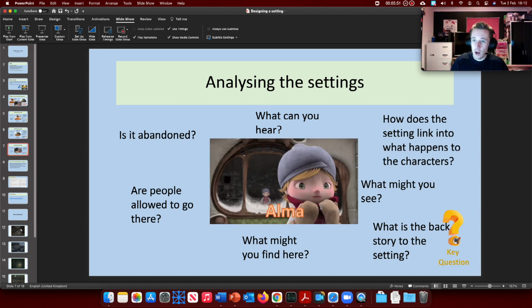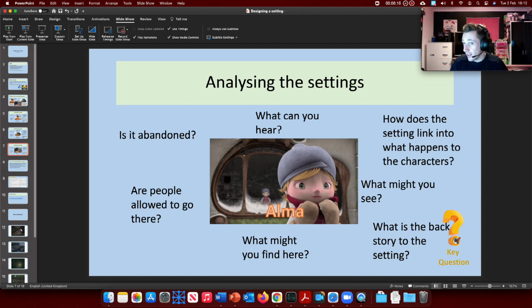We look at Alma. Again, is it abandoned? Well, there's no one. We don't see anyone in there. What can you hear? The weird creaks. Are people allowed to go there? Well, technically, yes, but I would suggest people don't because of the fact it's so empty. What might you find here? Lots of dolls, dust in the windows. And that again might suggest that it's abandoned because of the dust.